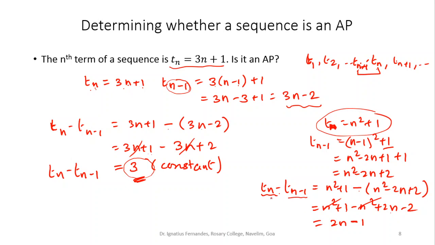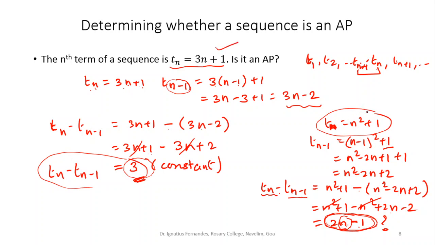Now look at this here. tn minus tn minus 1 is 2n minus 1. Is this a constant? No, because there is one n that is remaining here. So the value of this difference is going to depend on the value of n. If n changes, this difference is also going to change. So the moment n is remaining here, this is going to vary depending on the value of n, so this is not a constant. Here there is no n remaining. Irrespective of what n you are talking about, the difference is always 3. It's a constant. So here, because the difference is constant, this is an arithmetic progression.